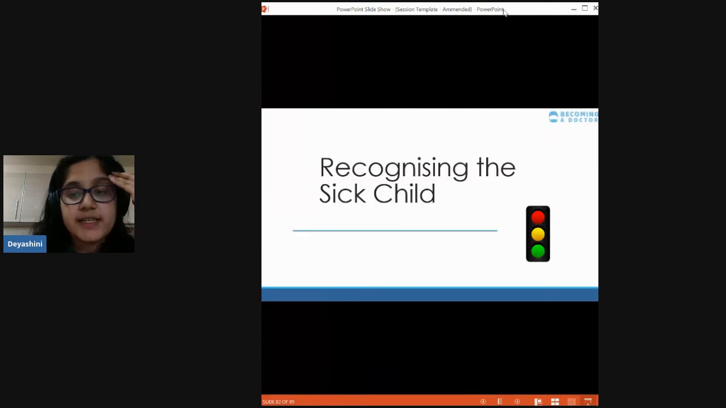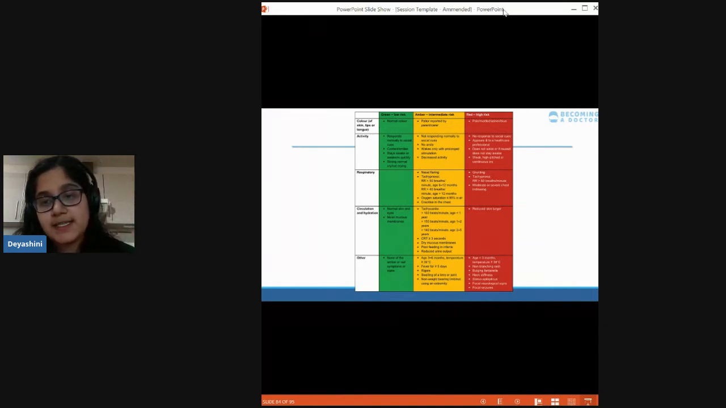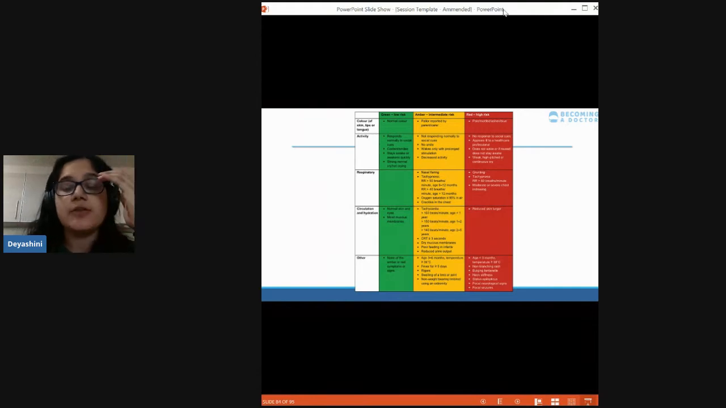So recognizing the sick child, I'm sure you guys have all come across the traffic light system. I've just put it here. So here, for example, in the amber category, you've got children with respiratory rates of above 50, if they're aged 6 to 12 months, or above 40 if they're older than 1 year. Tachycardia. So I really like the traffic light system. It's something that's always good to flick back to when you're revising and when you're trying to look for what are the signs and symptoms of an unwell child.